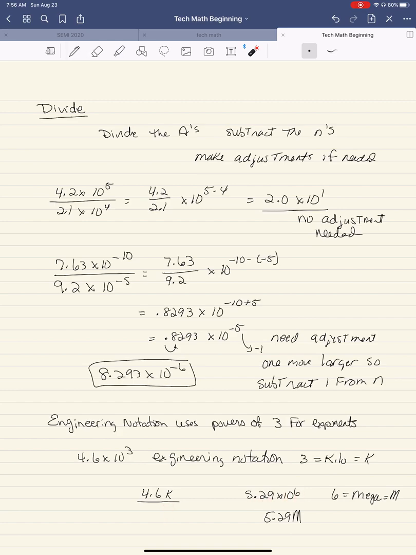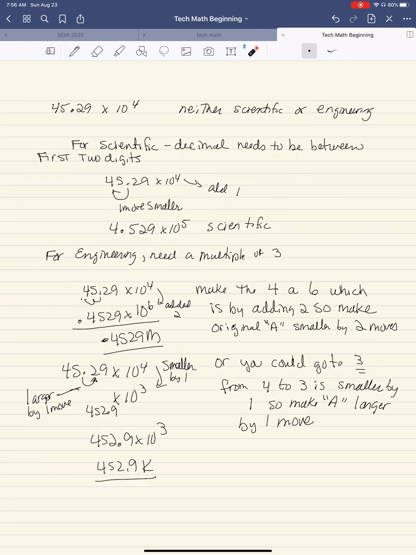And you don't need to write the whole thing and just put a k. 5.29 times 10 to the 6. The 6 is a meg, capital M. So you could write this as 5.29 capital M for meg. If I have 45.29 times 10 to the 4th, this is neither scientific or engineering. It's not scientific because I have double digits here. And it's not engineering because this is a 4. It has to be a multiple of a 3.